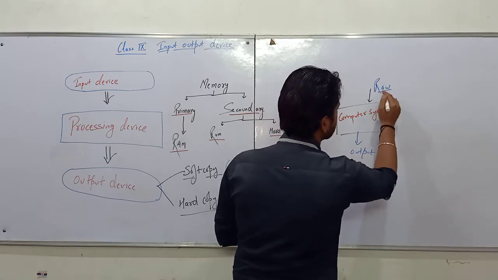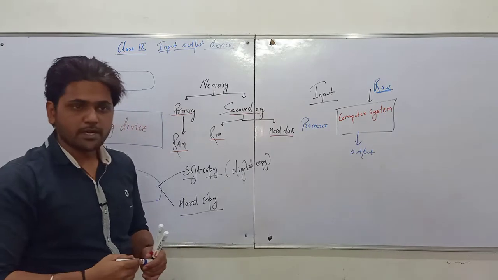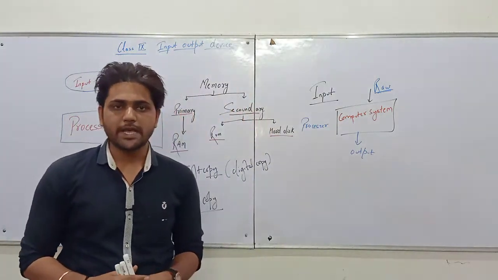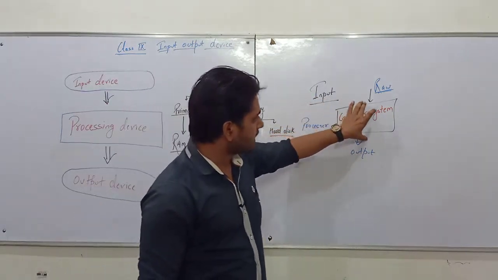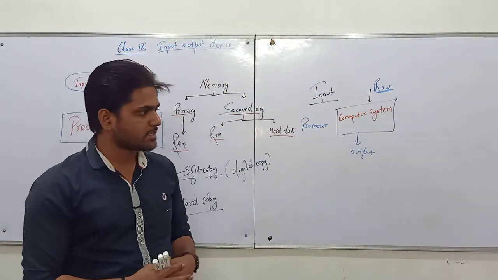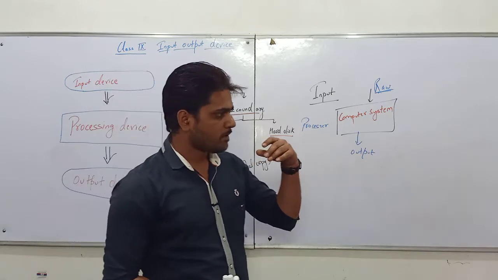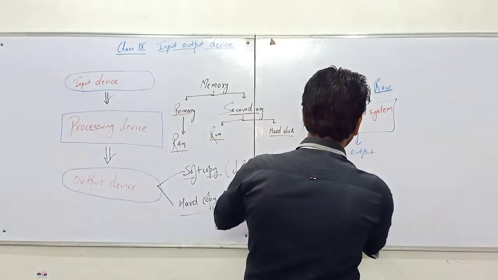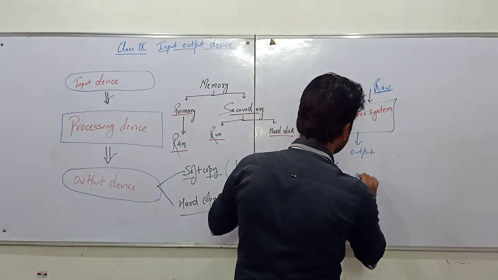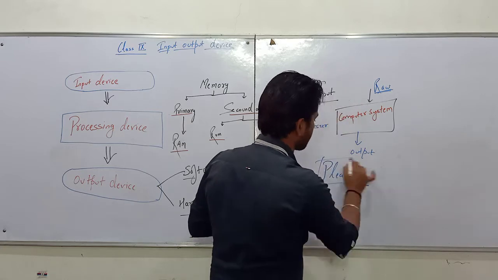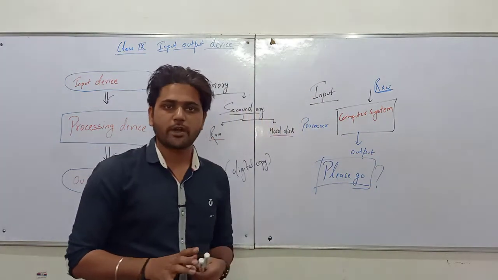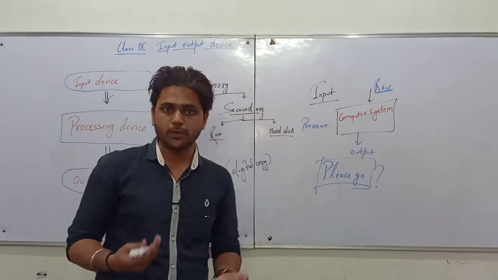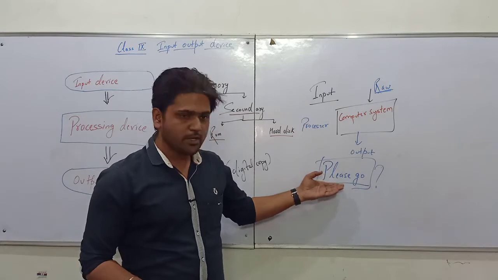Now, what is raw data? Raw data are the facts and figures which are incomplete, or for which we need a third person to explain them. Just as an example, I'm going to say "please go." Now go where? We don't know. It's raw data. It's incomplete. We need a third person to explain where should I go, what should I do, what is the proper meaning of this.